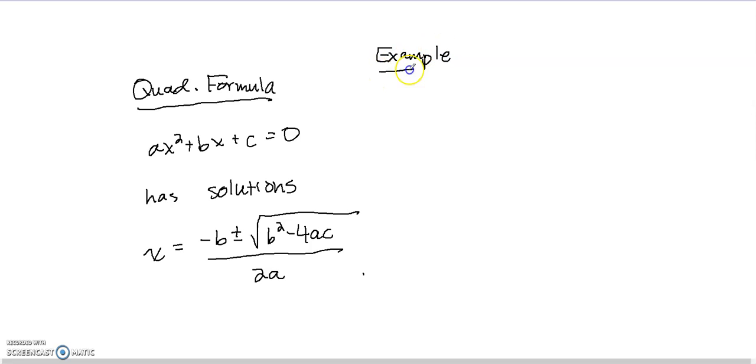An example might look like this. Let's say solve 3x squared minus 5x minus 1 equals 0. And you know, completing the square is great, but we run into quadratics so frequently in practice, it's just good to be able to jump right to the answers, which is what the quadratic formula does.